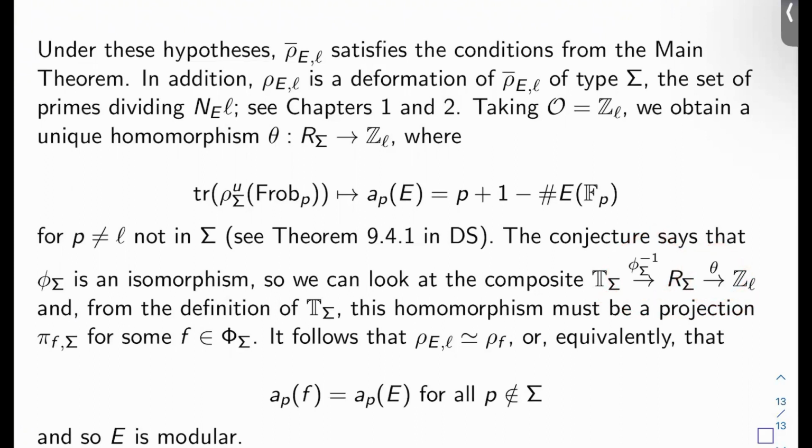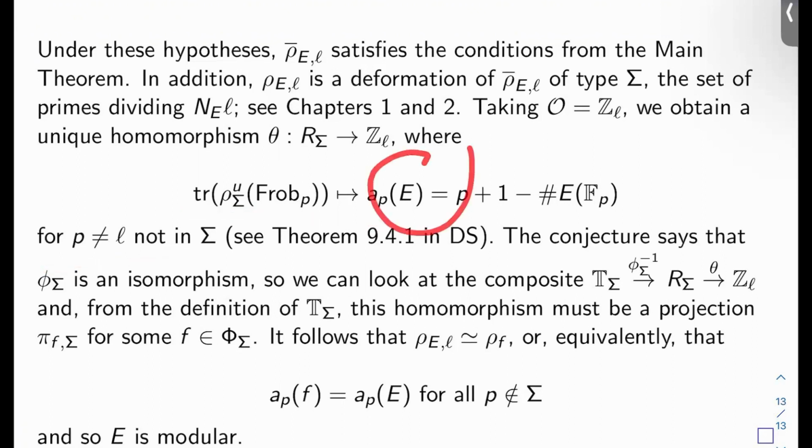From the definition of T sigma, this homomorphism has to be a projection pi_f sigma for some f in phi sigma. Remember, ring maps out of T sigma correspond to newforms. This is something we've known since chapter 3. And because this is T sigma and not just a full Hecke algebra T, we're looking at some newform specifically in phi sub sigma. All right. Well, then the trace of rho sigma Frobenius at P has to be a_P(f) for these same primes, right?